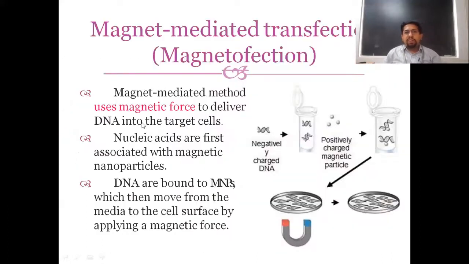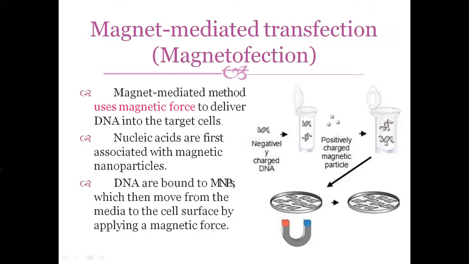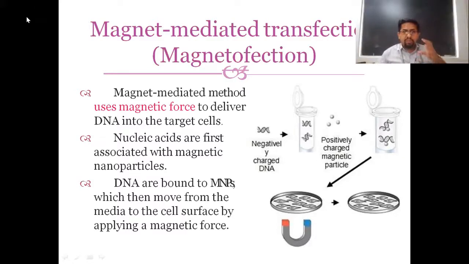Now, magnet-mediated transfection. Magnet-mediated transfection uses magnetic force to deliver your target DNA into the eukaryotic cells. Here, nucleic acids are first coated with magnetic nanoparticles. DNA is bound to the magnetic nanoparticles, which move from the media to the cell surface by applying the magnet force. As you can see over here, your DNA molecule is covalently bound to certain magnetic nanoparticles, and it is placed in close vicinity of your eukaryotic animal cell. And if a magnet is used, it will pull.